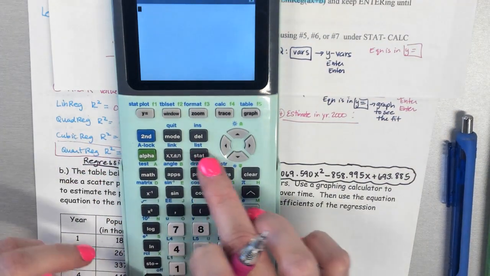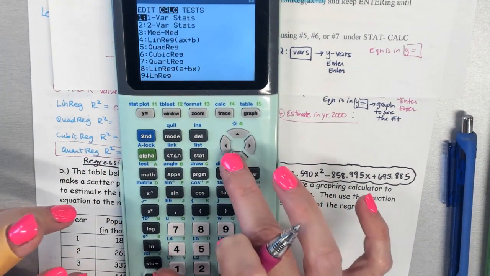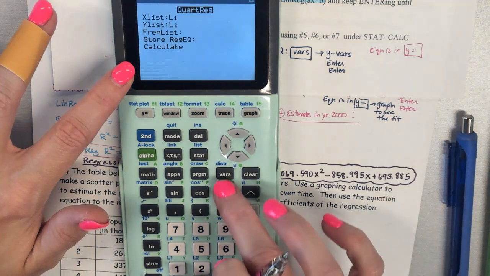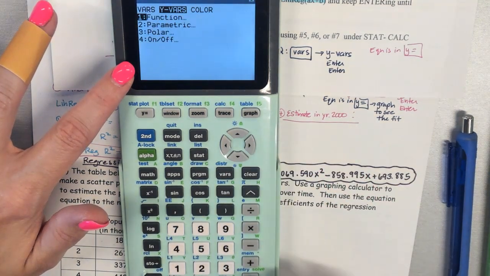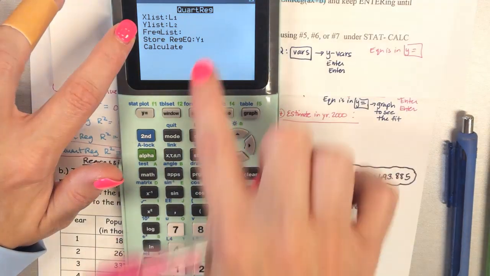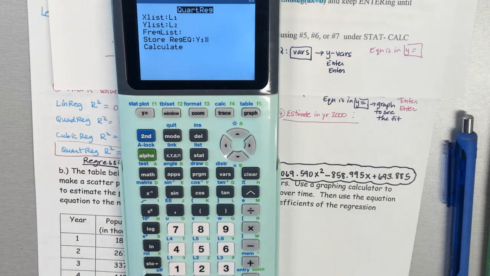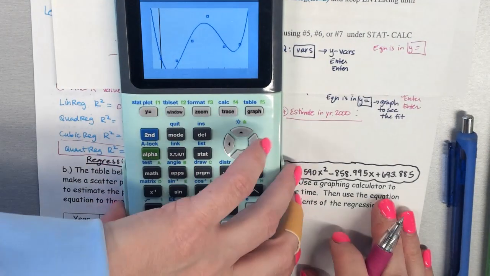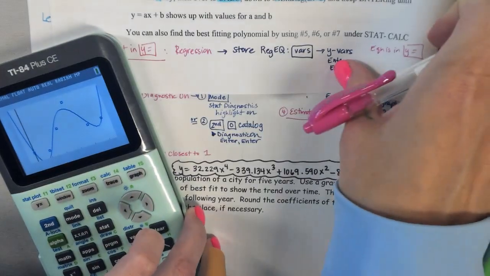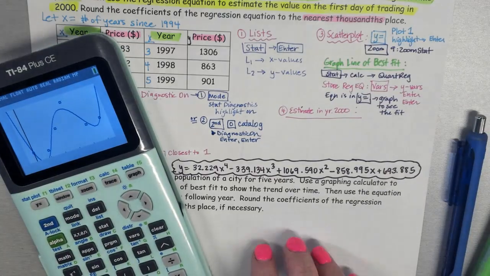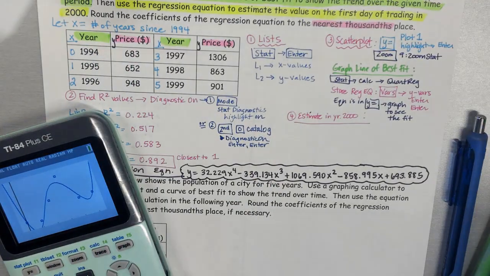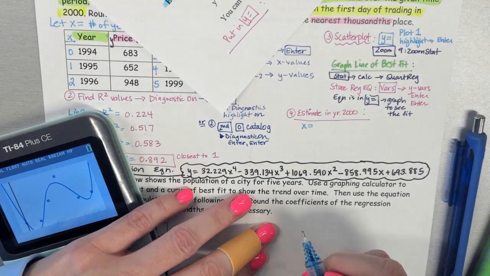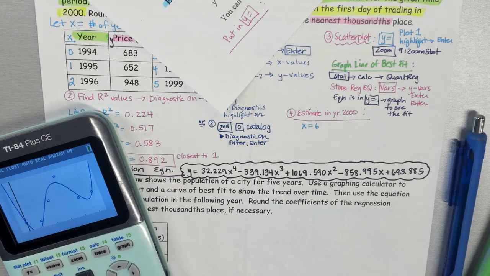So the first thing you have to do is you have to go to stat, over to calc and the quad reg, and then once you do that, you can store that equation by going to the vars, y vars, and then enter. Enter should put that y1 there, and if the y1 is there, that's where it's going to go. Okay, and then when we're estimating in this year 2000, let's keep in mind what our x value is. So x is the number of years since 1994. So in the year 2000, what is your value for x? 6.